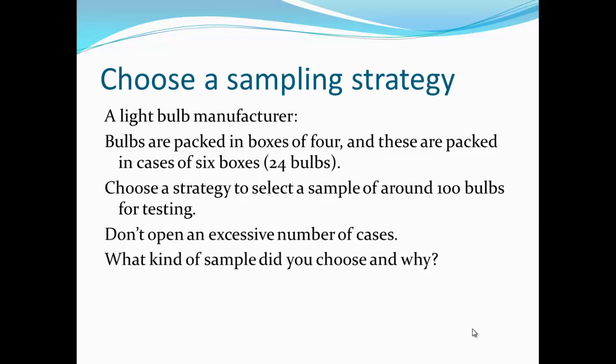Well, one way of doing this would be to, first of all, take a simple random sample of size 4 of the cases. Then, once we've selected the 4 cases, we could simply test every single bulb in each of the cases. This would give us 4 times 24, or 96 bulbs, which would be probably close enough to our desired size of 100 bulbs.